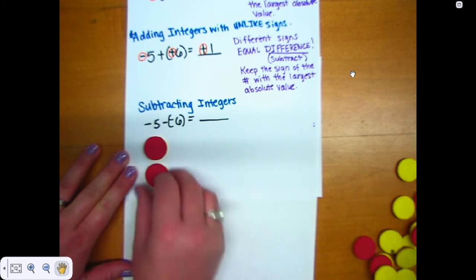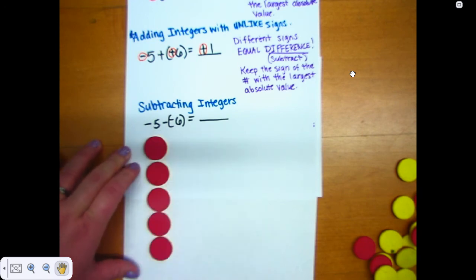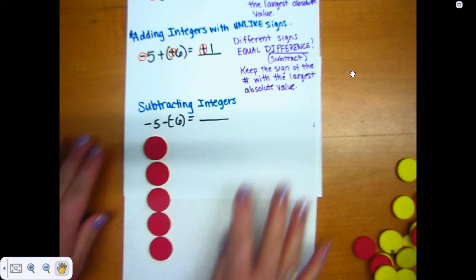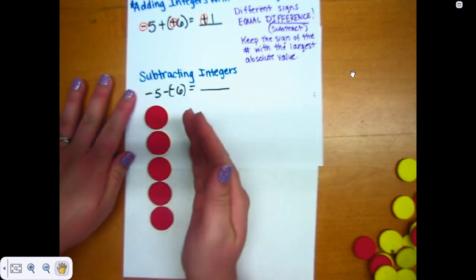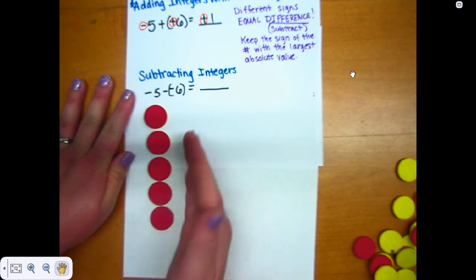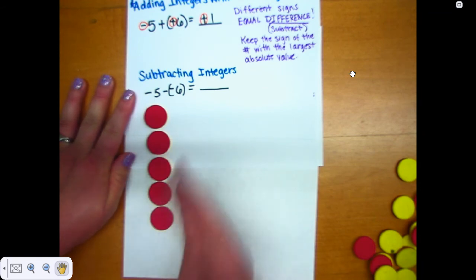Then it says minus -6. Do we have -6 to take away? We don't. So we've got to add something to our model so we can take away -6. We already have -5. So what do we need to add to be able to take away -6?